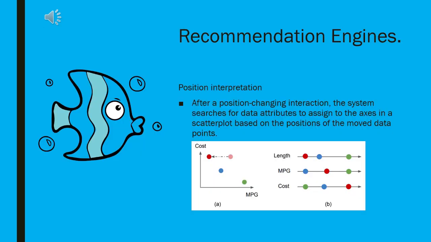We just saw some runtime examples of the paradigm, like how it works, but what is the exact internal recommendation engine? The first mechanism is position interpolation. After a position changing interaction, the system searches for data attributes to assign to the axis in a scatter plot based on the positions of the moved data points. For example, if you move the red point in between blue and green, then for the x-axis, the attribute miles per gallon will be recommended.